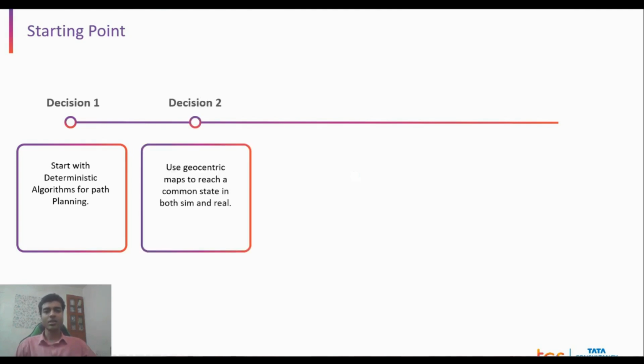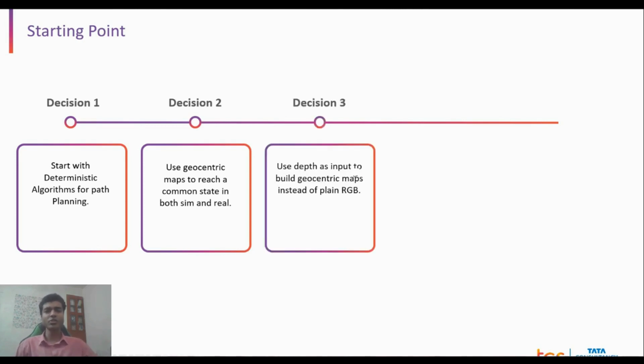The second was to find a common state that would not be too dependent on noise or variance between real and simulation phase, and hence we chose geocentric maps because that fit the description. Thirdly, the question was how to create those geocentric maps. Should we infer depth from RGB images, or should we use depth directly? And we decided to use depth directly because in that case it was a lot more invariant to domains, and domain adaptation was not a problem.